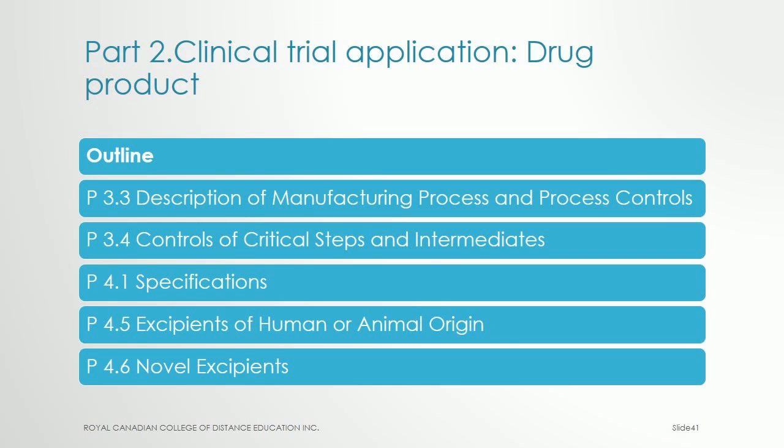I will describe under the following headings the information you need to include in the CMC section of a clinical trial application. Description of manufacturing process and process controls. Controls of critical steps and intermediates. Specifications. Excipients of human or animal origin. Novel excipients.